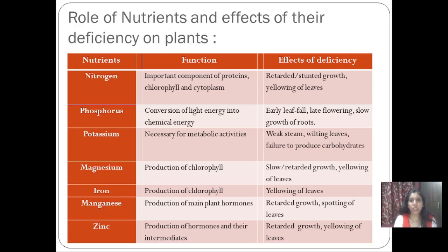So eventually, in plants, whenever there is any deficiency, there is stunted or retarded growth, early leaf fall or late flowering, weak stem, yellowing of leaves. So remember children, if you see plants with all these deficiencies, there are some nutrients which are not provided to the plants.